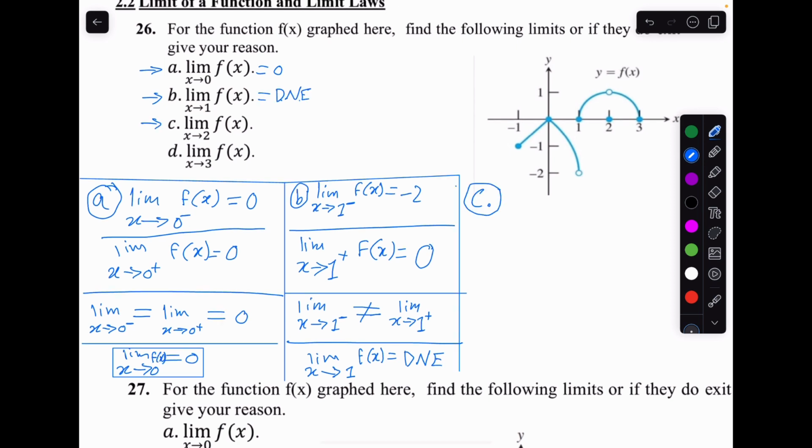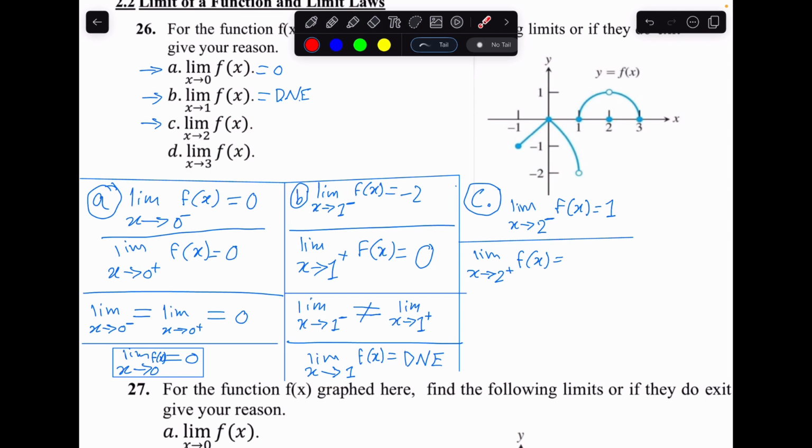Question C, limit when x is approaching 2 of f of x equals what? This is 2. When we find the limit when x is approaching 2 from the left, we will find that it comes toward y equal 1. So f of x equals 1.